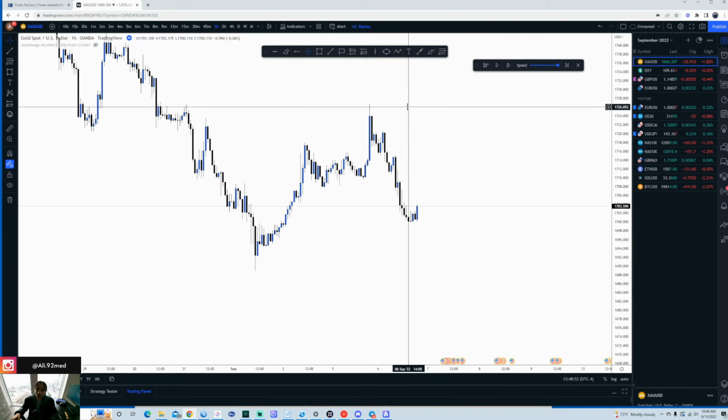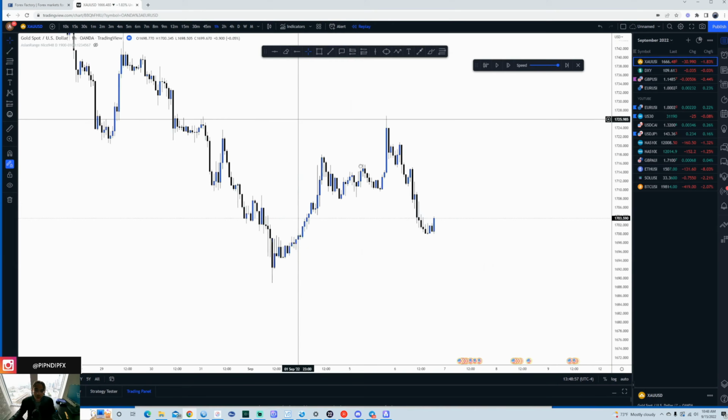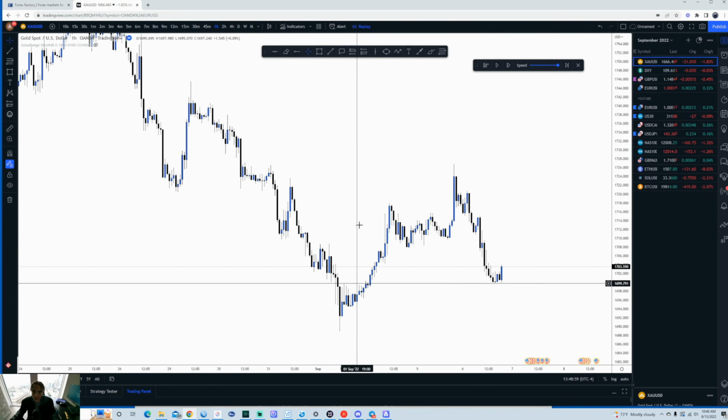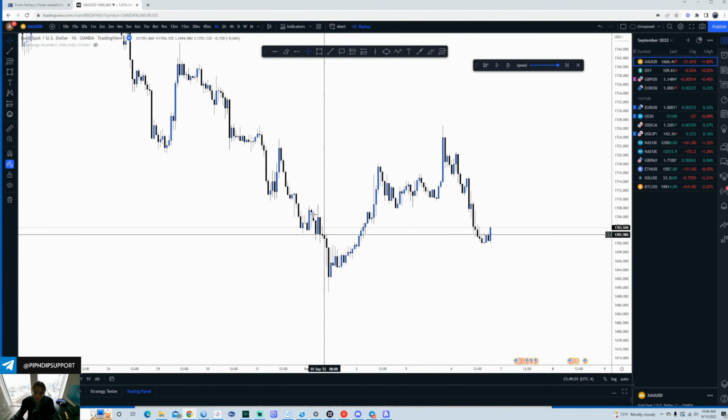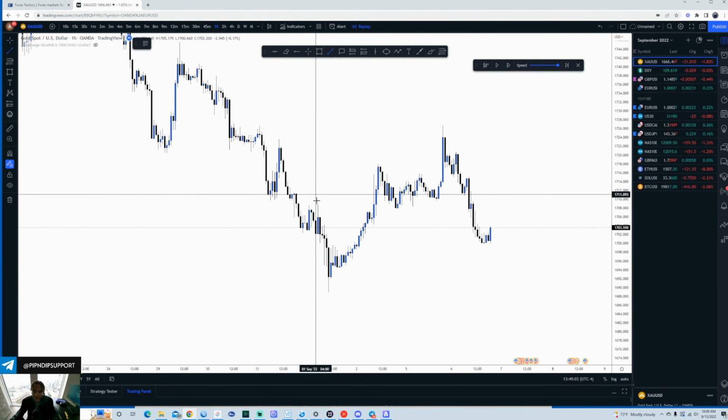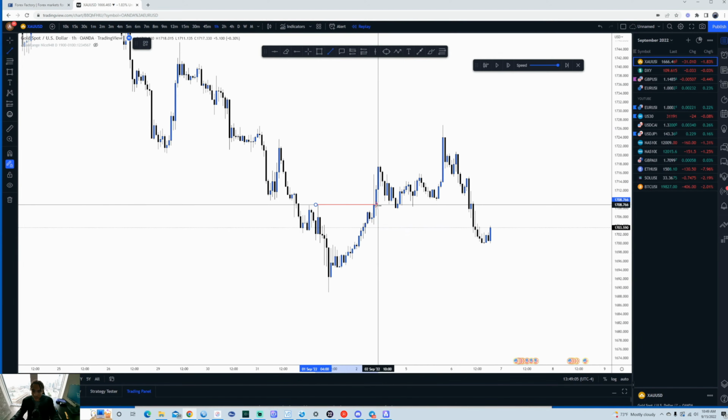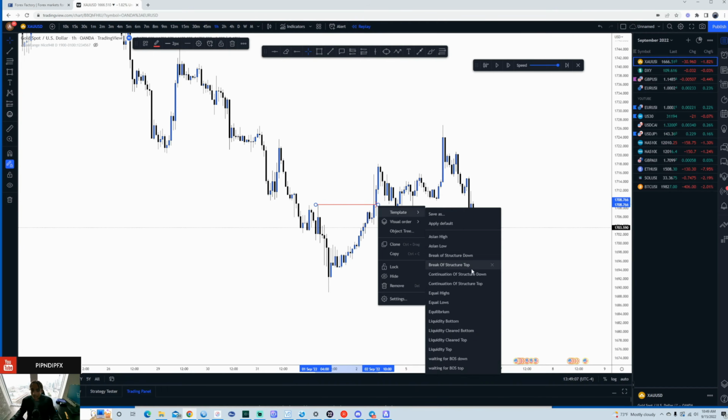First things first, I start on my hour time frame and I try to identify which trend we are in. You can see the market was heavily trending downward, but we have this big push upwards, which now breaks structure and signifies to me that I should be looking for bullish orders.